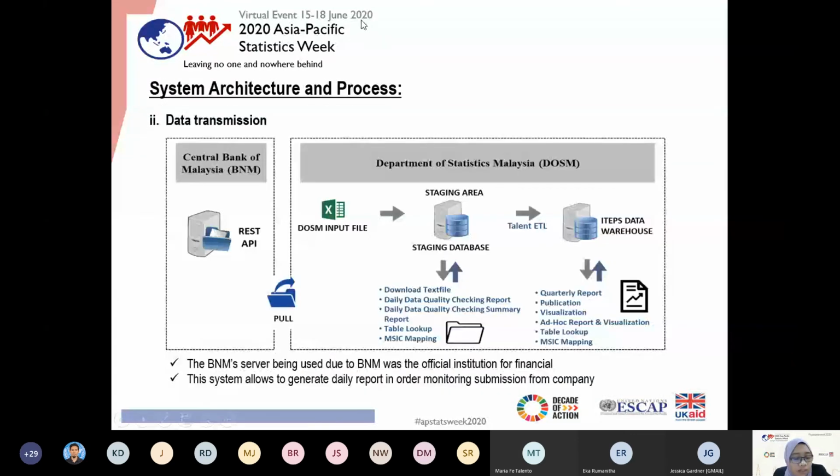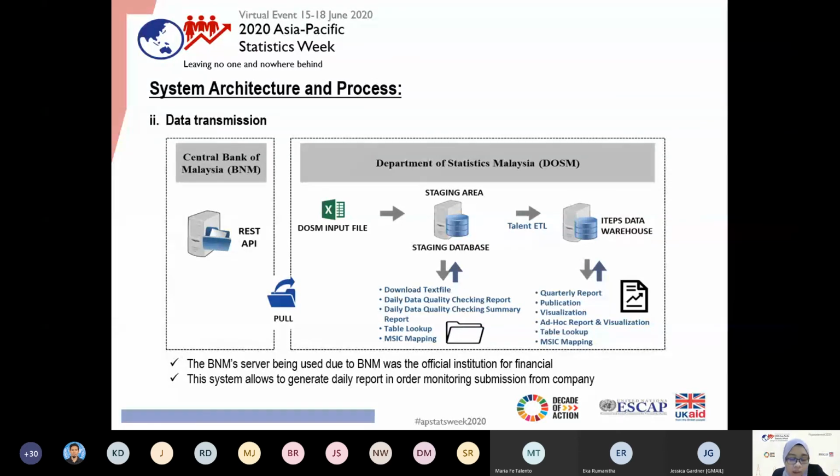For data transmission, we use a BNM server because BNM is the official institution for financial data, and the report generated from ESS will be stored at the staging area of DOSM. The data will later be processed and transferred using the ETL process to the DOSM warehouse, where this process allows the data to be used for generating reports, publications and visualization. It is carried out on a daily and weekly basis for the quarterly data.